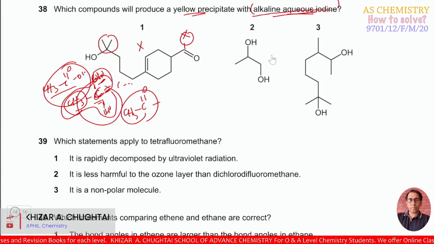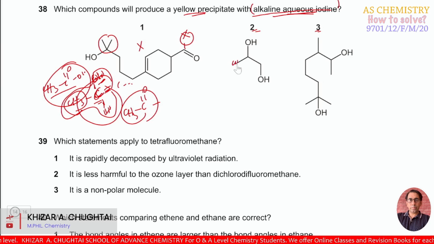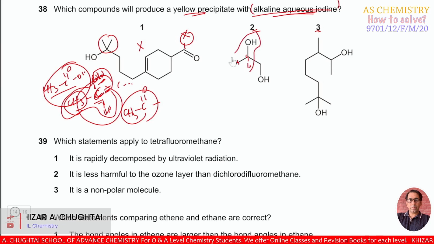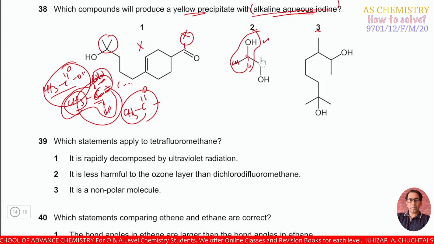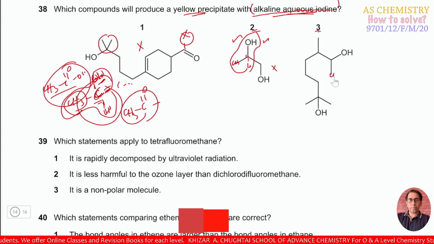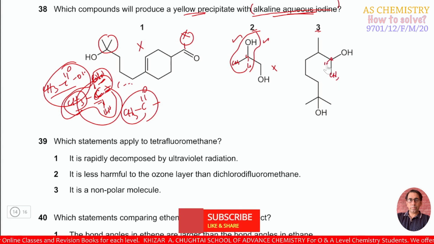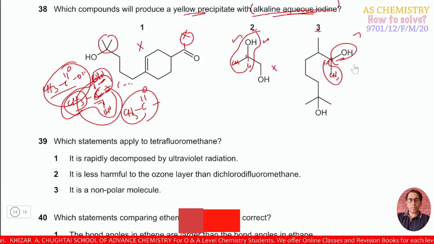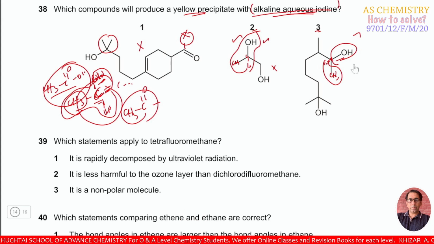So 2 and 3 will be the correct ones. This is CH3, this is C, and this is H. Because of this alcohol, it will give the positive test. I mean, yellow precipitation will be there. In this case also, because of this alcohol, it is CH3, H, CH3, and C has the OH group. Because of this alcohol, the third one, it will show this test positive. So 2 and 3, C is the correct option.